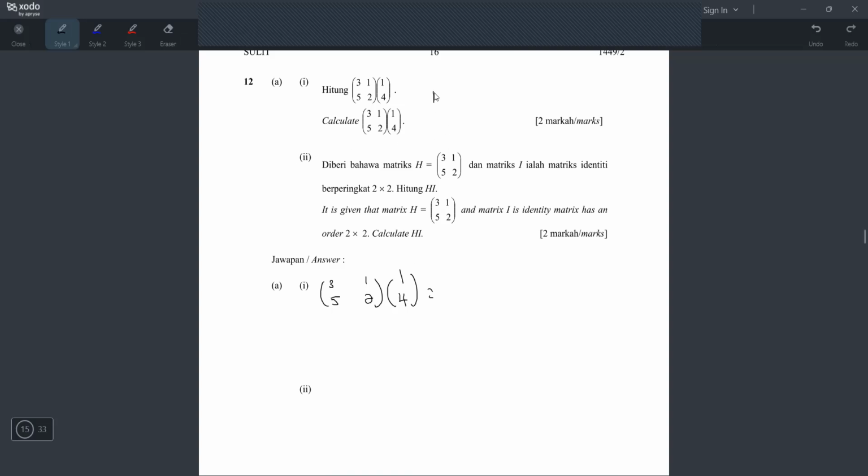Okay, do you remember how to darab? First, you have to take what? Okay, first you have to check whether you have to write down the order of the matrix. What is the order? Order means the peringkat. Peringkat means you write down how many row, how many column. So how many row? 2 row, 2 column. This one, how many row? 2 row, 1 column.